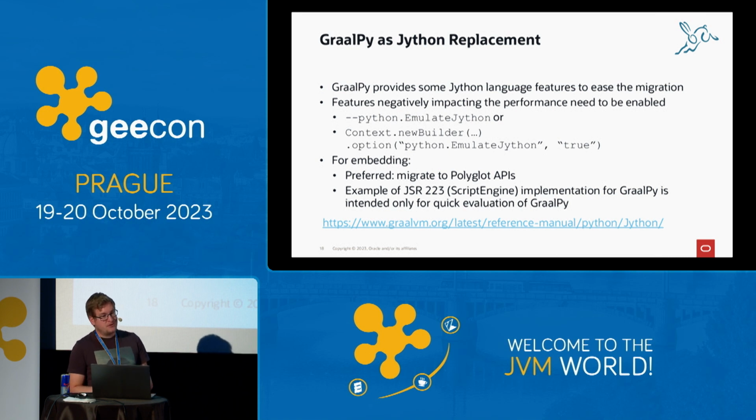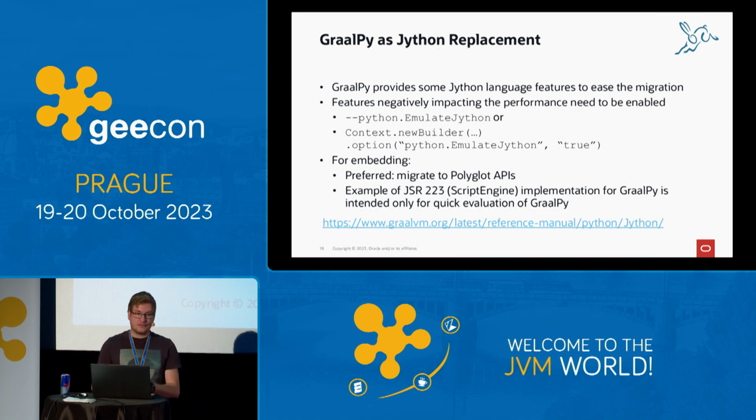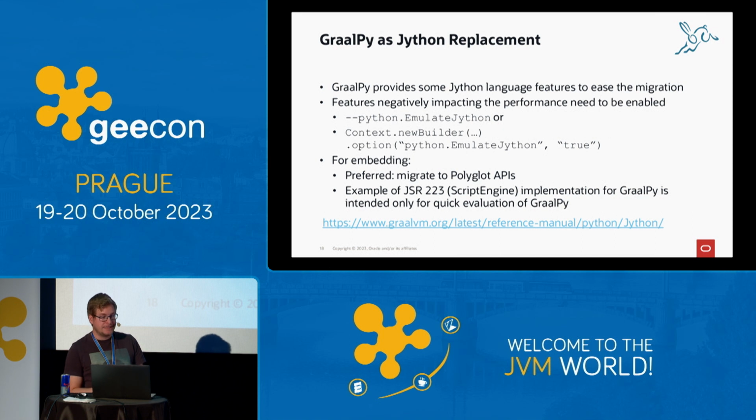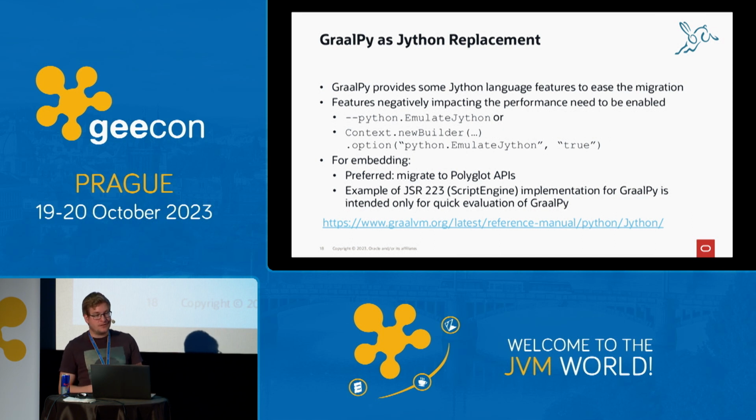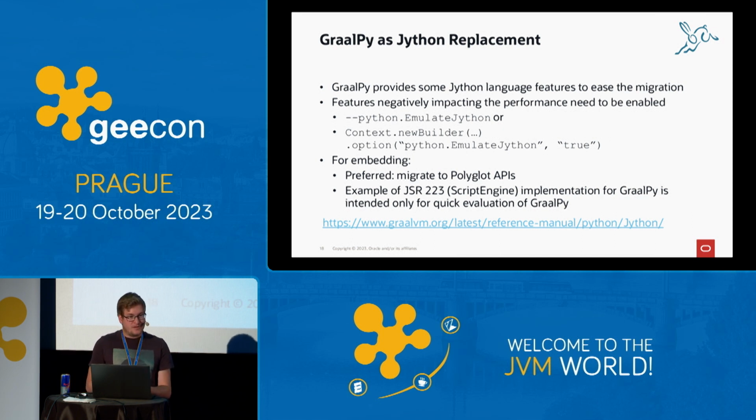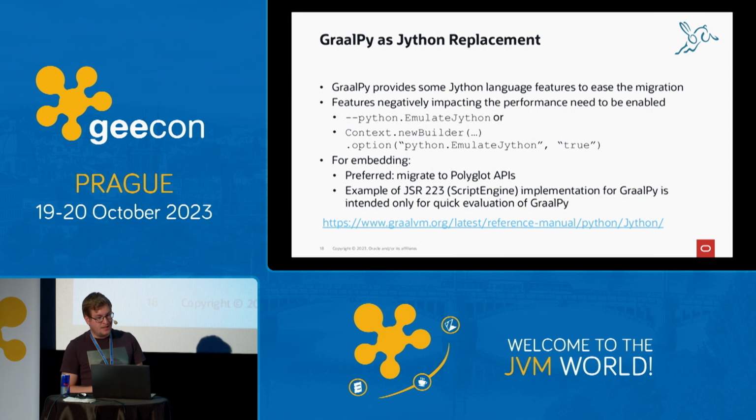So you can use GraalPy as a JIT replacement if you used JIT before. The thing is that the production version of JIT was for Python 2.7. There is a branch for Python 3, but I don't think it reached any sort of stability. So GraalPy provides some JIT language features to ease the migration from JIT to GraalPy. Some of the features can negatively impact the performance, so you have to enable them with these options. So this is when you are using Java from Python, using the JIT approach to that.